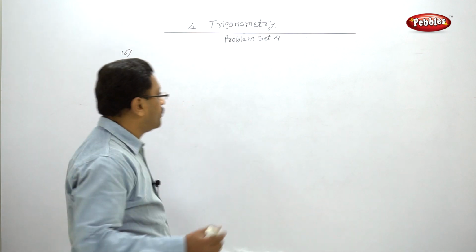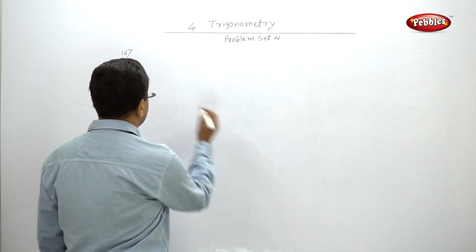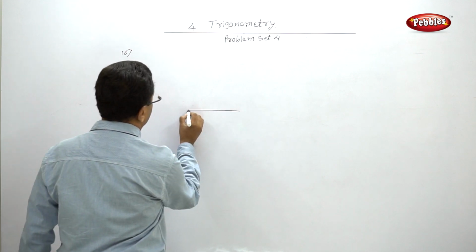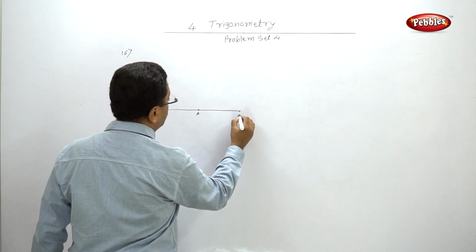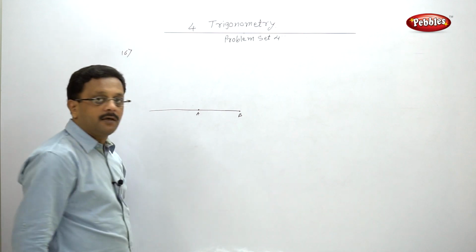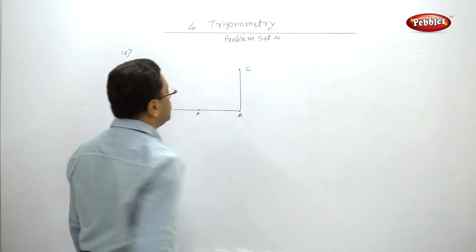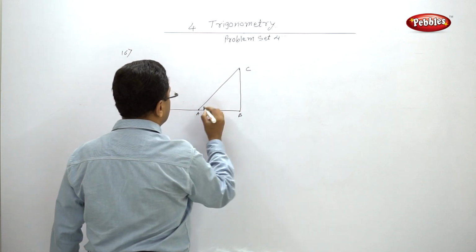Let us draw the figure first. Very simple figure. This is the horizontal line. I am standing here at point A and point B. A and B is the river. So one tree is here. Let us call it C. When I initially watch this, it is angle 60 degrees.